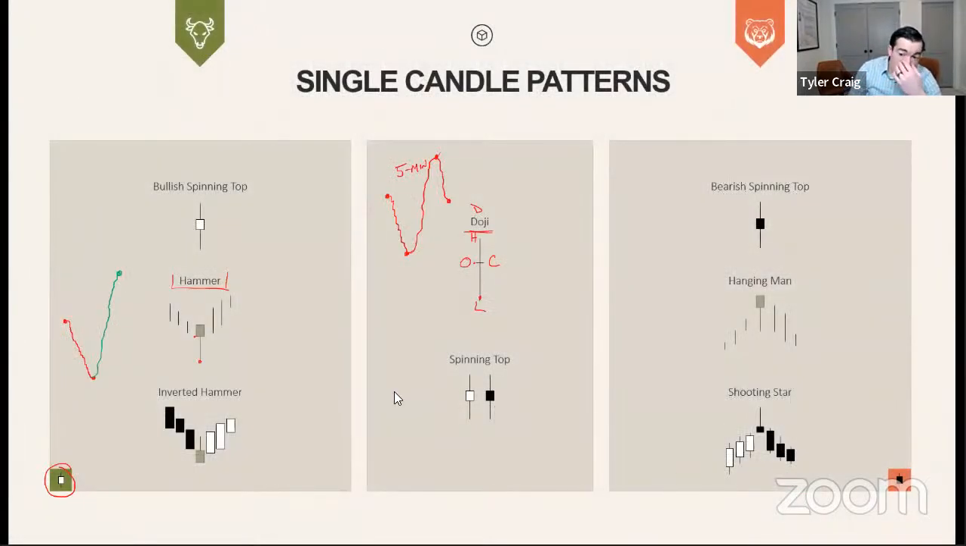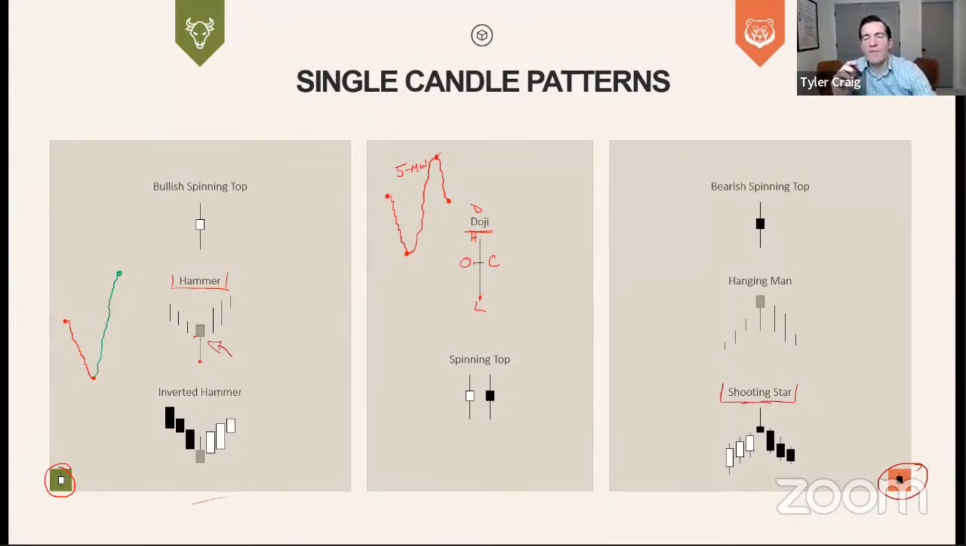How about one of these bear reversals over on the right side? A shooting star. Doesn't that shooting star look kind of like the hammer flipped upside down? Shooting star looks like the hammer flipped upside down.